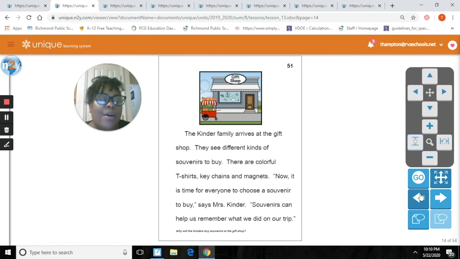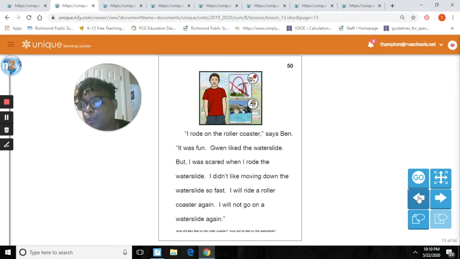Now, if we think about our previous page, page 50 here, you know, Ben enjoyed riding a different ride than Gwen, right? Okay. Now, if we move on, we're going to move on to our next page, okay? So let's go to our next page. We're going to have another comment I want to make about this. But that's true in any case.